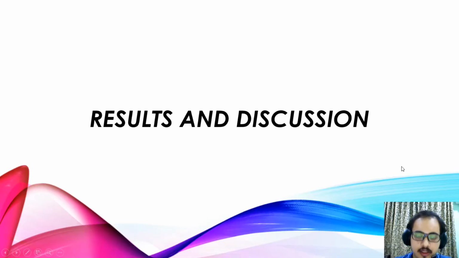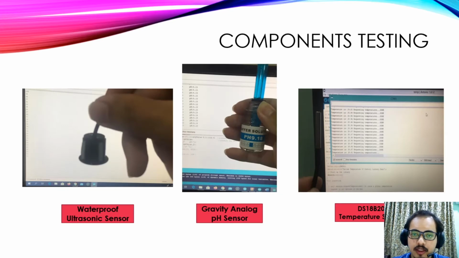For results and discussion, this is our component testing. We test the waterproof ultrasonic sensor. We also test the gravity analog pH sensor, and we also test the DS18B20, which is the waterproof temperature sensor. The pH sensor, the ultrasonic sensor and the temperature sensor were accurate before the pandemic happened. We tested them before the pandemic.